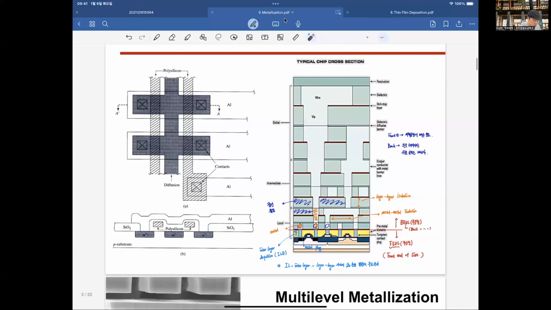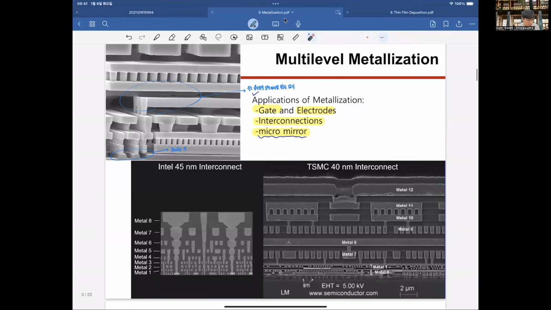So this is the cross-sectional view of the entire chip. You can see the red line. Below the red line is the device. There is the front end line. There are devices and other things in the working. So above the red line, we call the back end line. So there is interconnection and other packaging things in there.